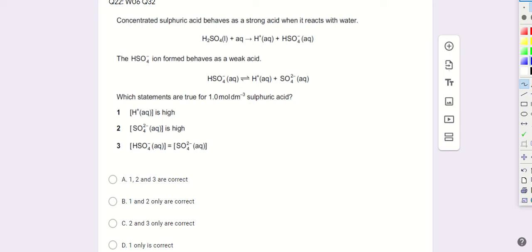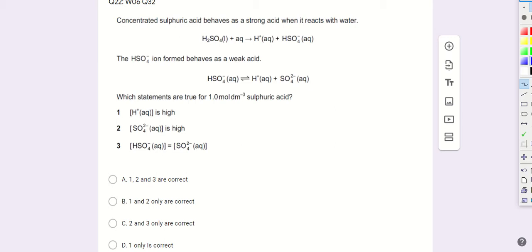This is chapter 8, question 22, winter 2006, question 22, yeah? This question is about the dissociation of sulfuric acid. Now, sulfuric acid is a very special acid because it is a diprotic acid.